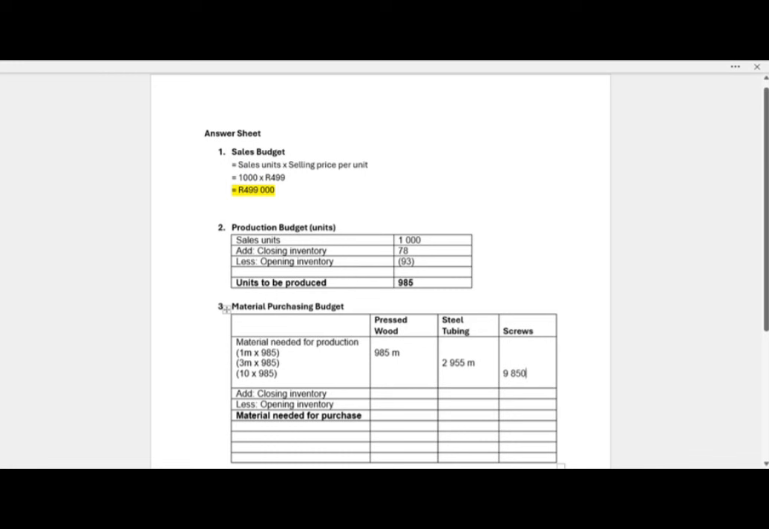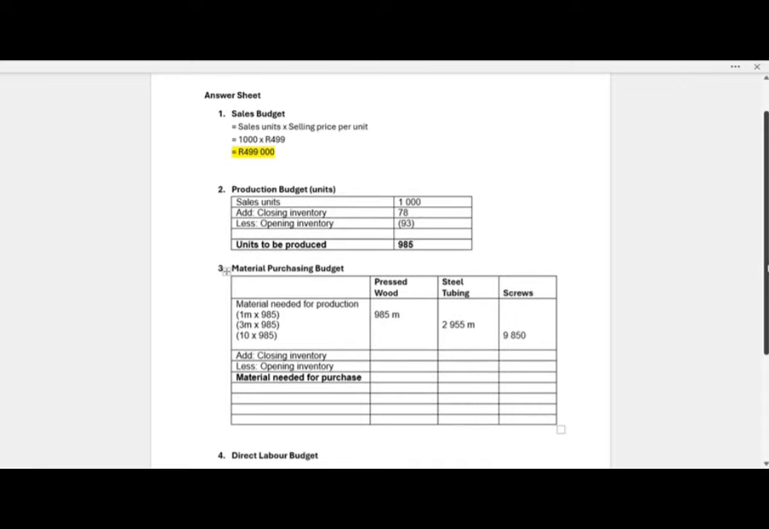And then we are going to proceed now. All right, so let's go and calculate or determine the closing inventory for pressed wood, for steel tubing, and for screws.